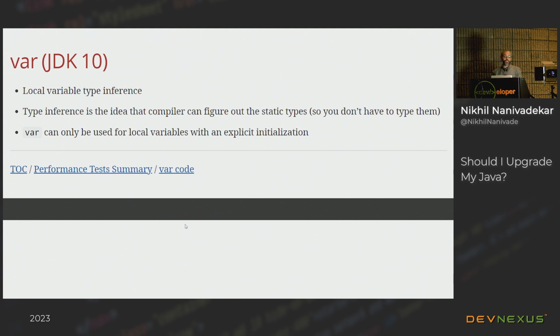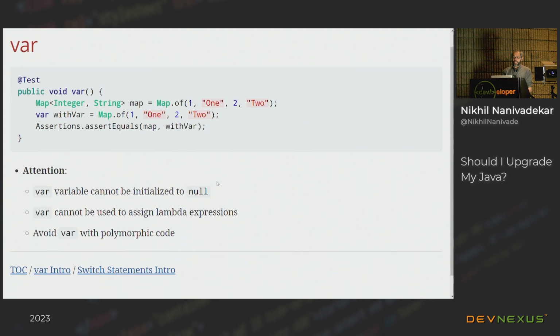So var is nothing but a local variable type inference, where instead of having to denote your types, you can let the compiler infer the types, so instead of Map of String, you can just update it to var. There are a few caveats to it. It can only be used for local variables which have an explicit initialization. So what that essentially means is, in code like that, you can change the map type, instead of writing Map of String, it can be replaced with var.